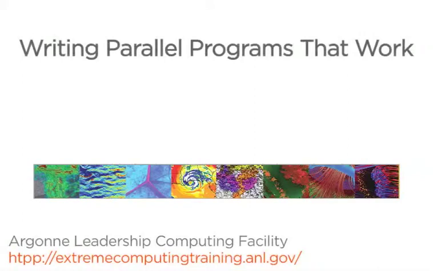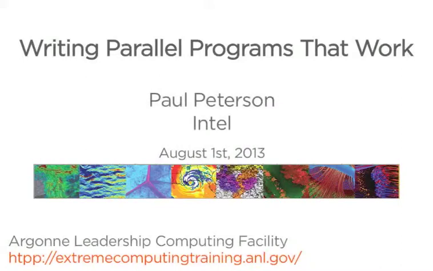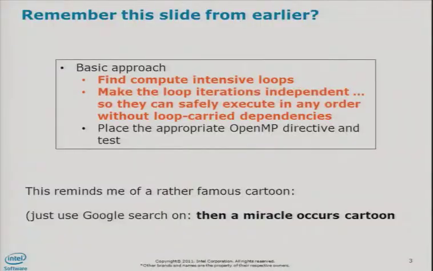Okay. So if you remember back to earlier today, there was this one slide that was kind of snuck in the middle of the slide deck about, well, how do you use OpenMP? And it went through these steps as the basic approach, which is to say, find your compute-intensive loops that are good candidates for parallelism. And then make the loop iterations independent so that they can safely execute in any order without those loop-carried dependencies. And then, after you've done that, place the appropriate OpenMP directives into your code.